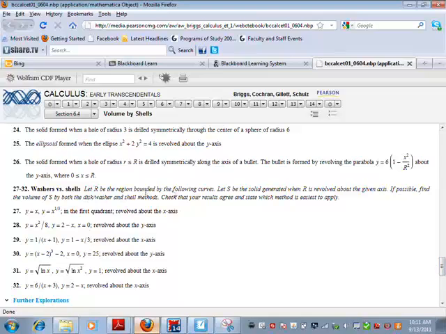Let R be the region bounded by the following curves. The question won't be exactly the same, but I like these. Let S be the solid generated by when R is revolved about the given axis. If possible, find the volume of S by both the disk / washer and shell methods. Let's just be on the record by saying that some of these will be test questions. I'm asking some of these exactly. And then we have the book to know what page number it is. It's not really a big deal. It's 6/5, 27 through 32.